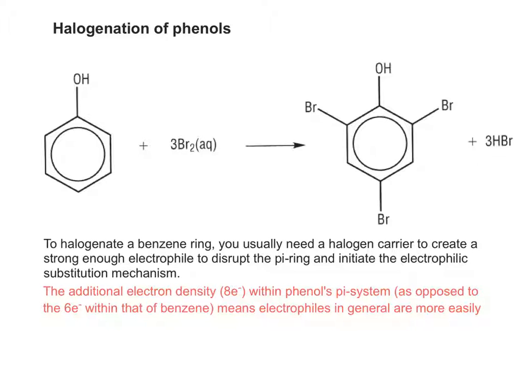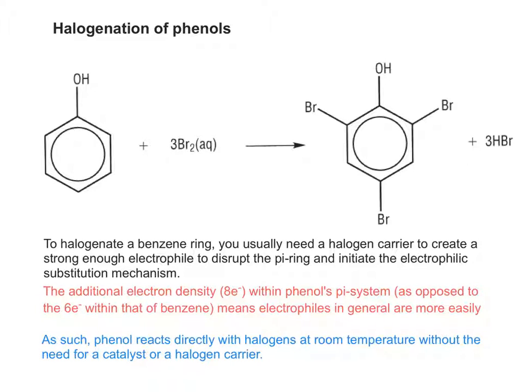So if you remember that phenol actually has 2 extra electrons in its pi system because of the delocalization of the lone pair on oxygen into that pi system, that means phenol has 8 electrons within the pi system as opposed to 6 electrons within benzene's pi system. So for this reason, electrophiles in general are more easily attracted to phenol and dipoles are more easily induced in them. So this means that the reaction that's printed on the screen can actually be carried out at room temperature with no extra help or assistance from a halogen carrier.